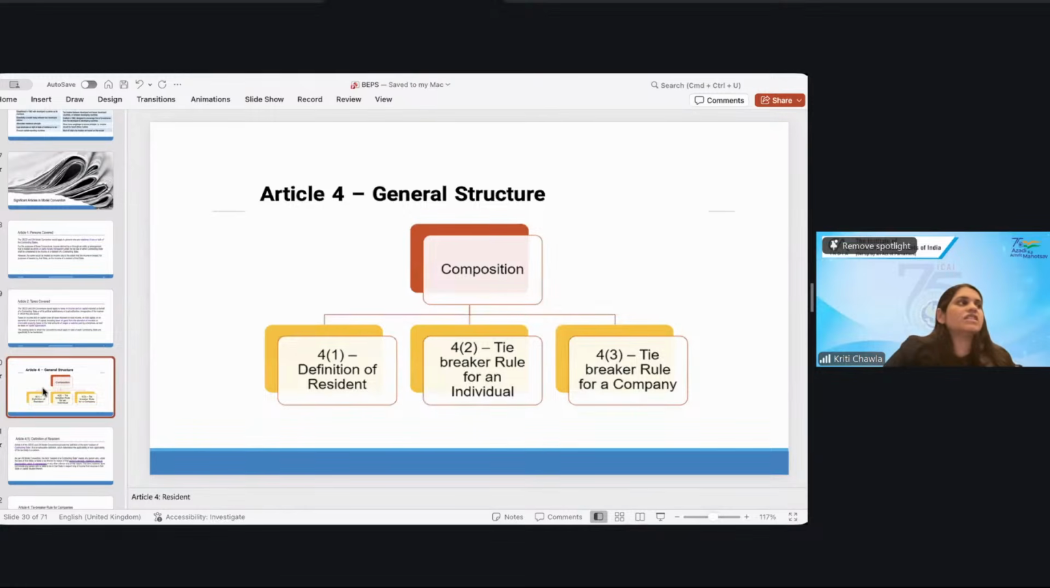Then there is something which is very interesting, which is Article 4 of a particular tax treaty. Now, Article 4 talks about the definition of resident. It talks about who is a resident of a contracting state.